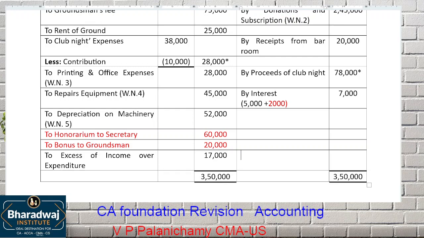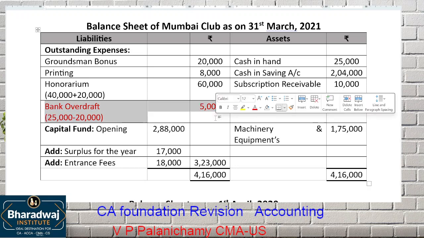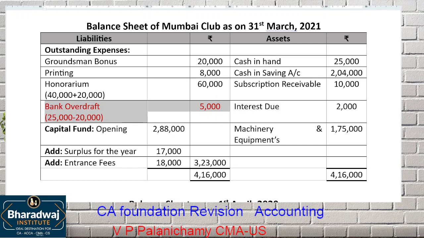Do you understand this bank coding? We have issued a check but not presented for payment, but in the current account only 20,000, we have got a balance.